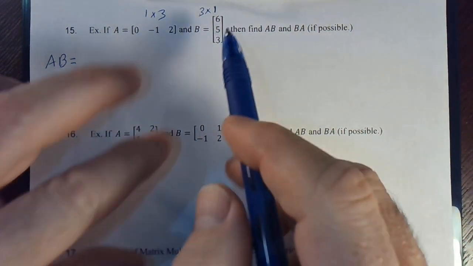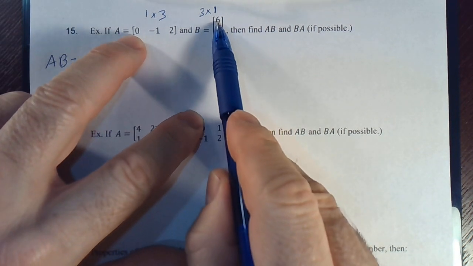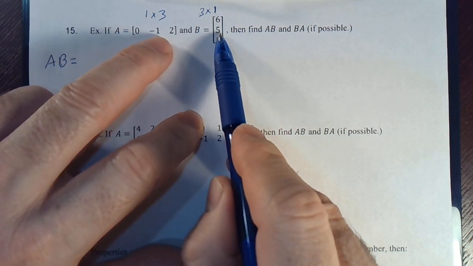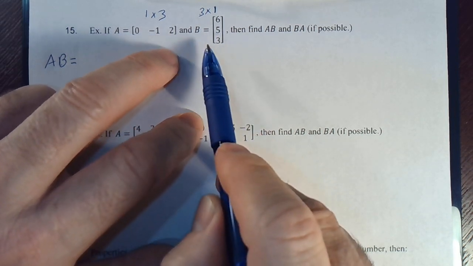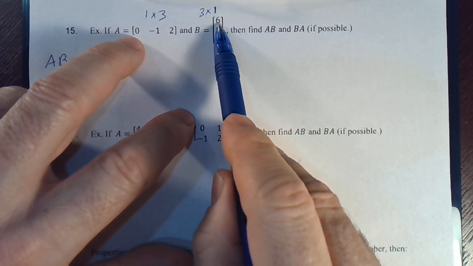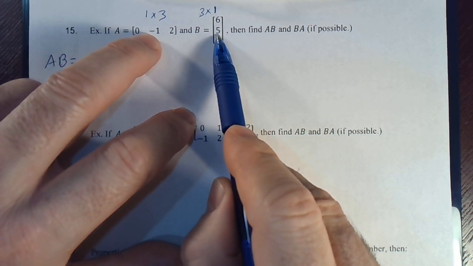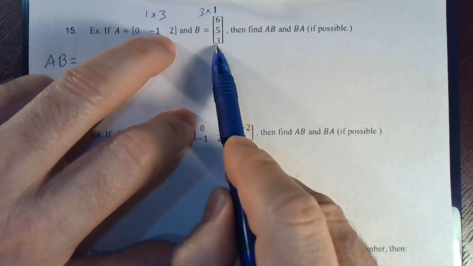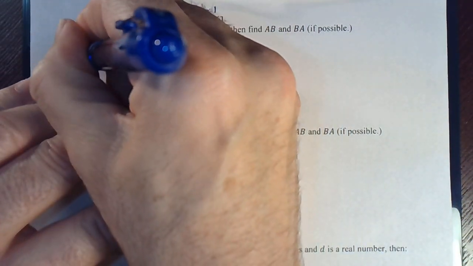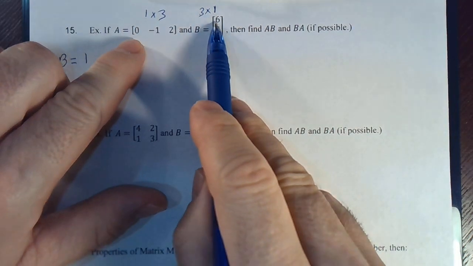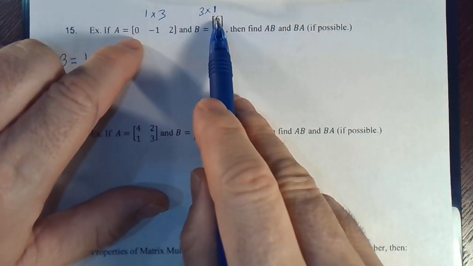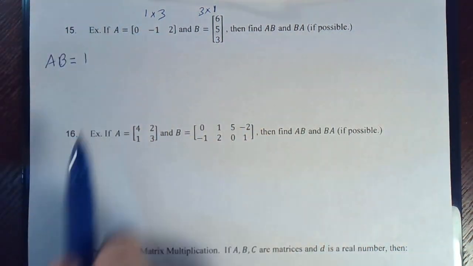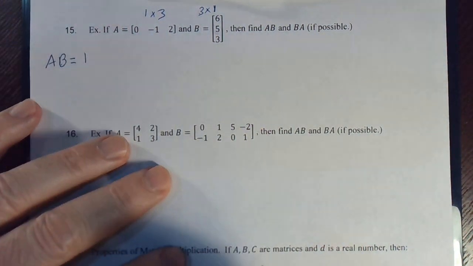So let's do this in our heads. 0 times 6, negative 1 times 5, and 2 times 3. Add those numbers together. Okay, I'm going to double check it, I think I got 1. It's a 0, it's a negative 5, and a 6 all added together. So we get 1. Okay, that one was easy.